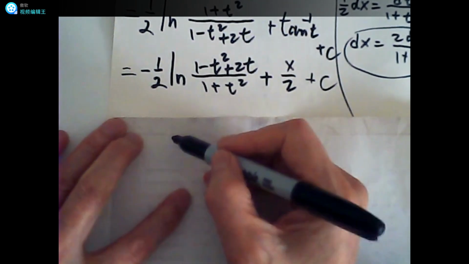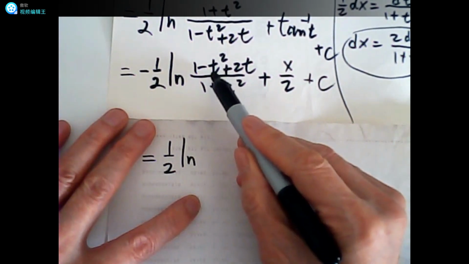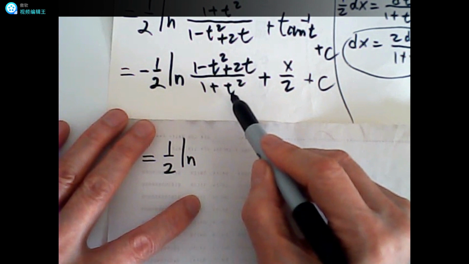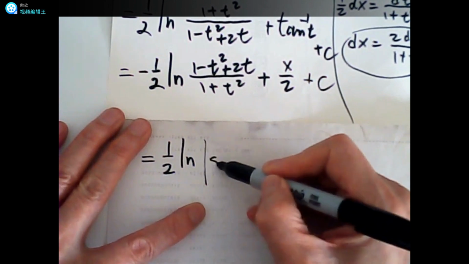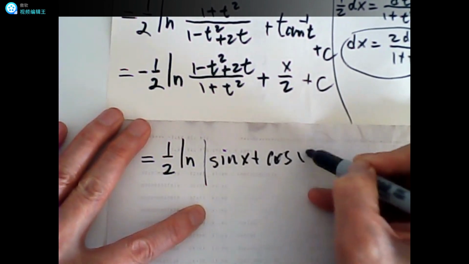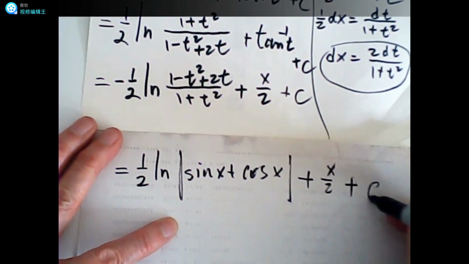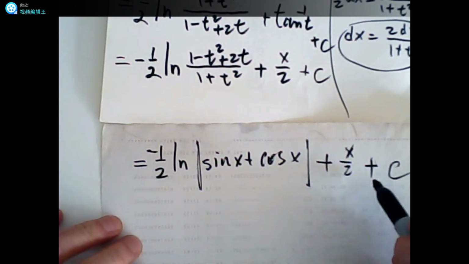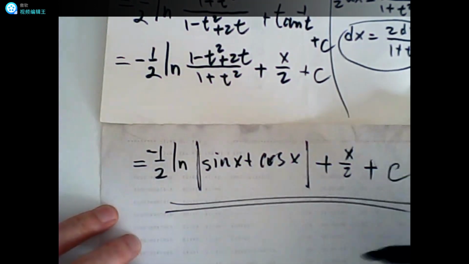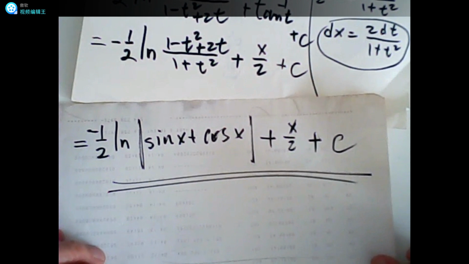And then this is equal to 1/2 log 1 minus t squared over this is cosine. 2t over this one is sine. So this is sine x plus cosine x, right? Plus half x plus c, negative. Okay. So that is the same result as the method 1. This is method 2. So it's been done.